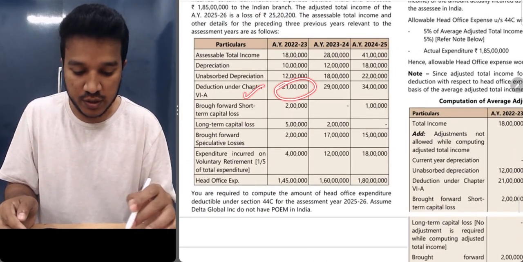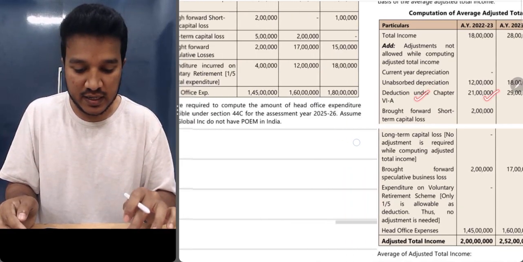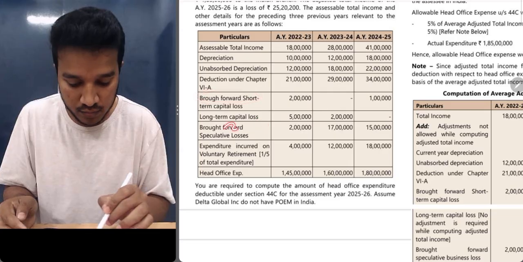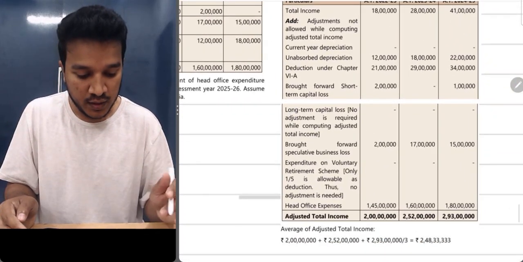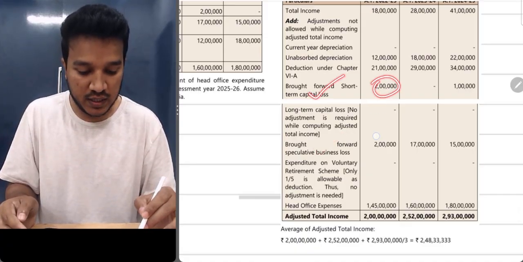Chapter 6A deductions also you need to add back. If you see, Chapter 6A deductions, 21 lakhs is added back. Now any brought forward losses, brought forward speculative losses, this 2 lakhs and this 2 lakhs should be added. Brought forward and one more brought forward, this 2 lakhs and 2 lakhs has been added.